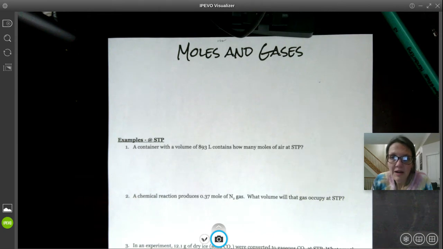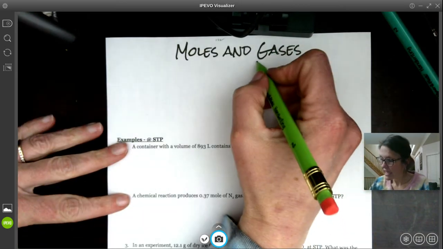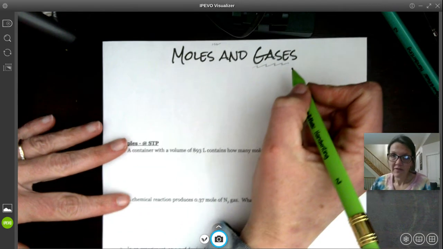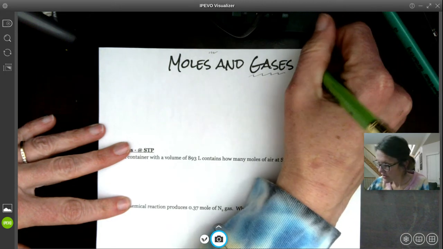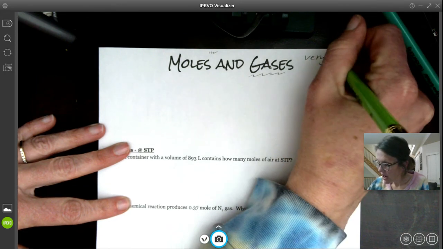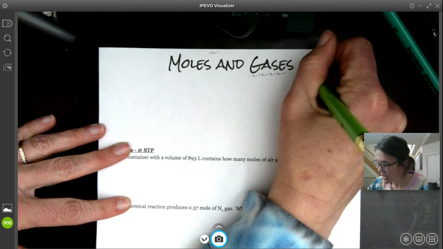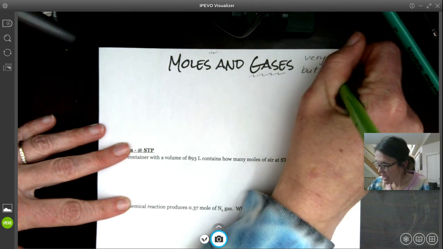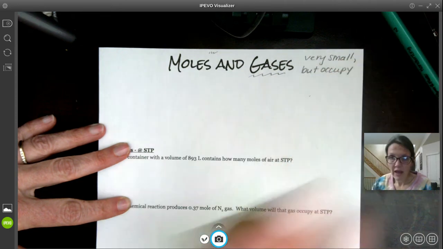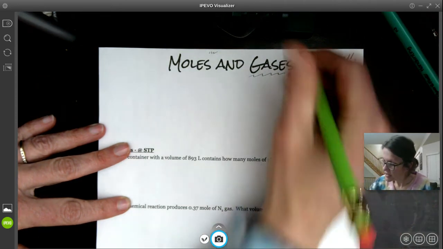What we're going to be talking about next is how we handle gases. And I want you to think about gases for a minute. Remember, gases are very small, right? They're very small, but they occupy a lot of space. In other words, they have kind of bigger volumes.